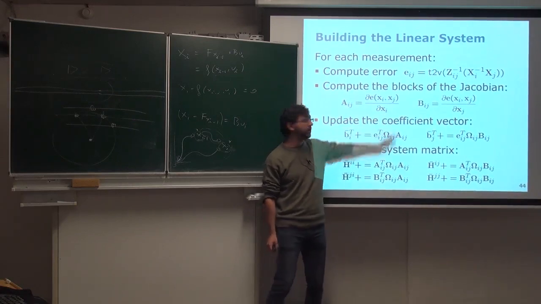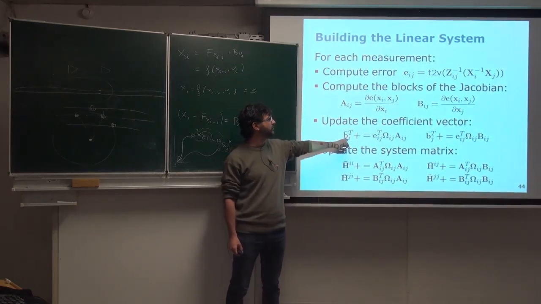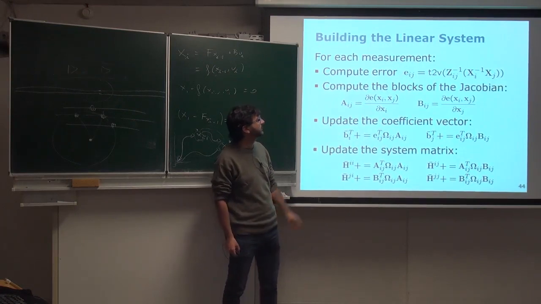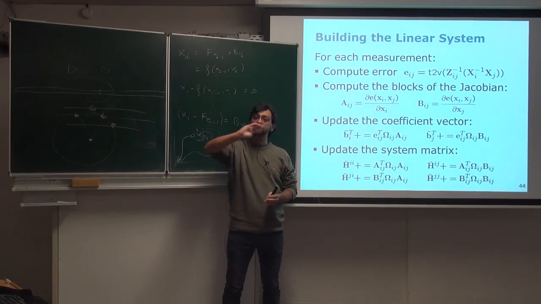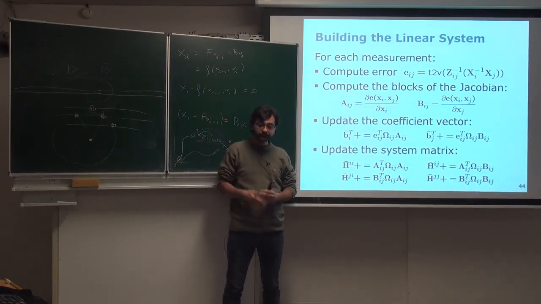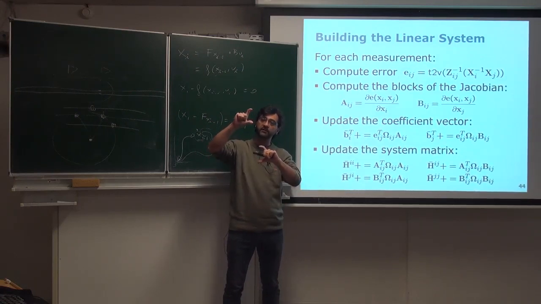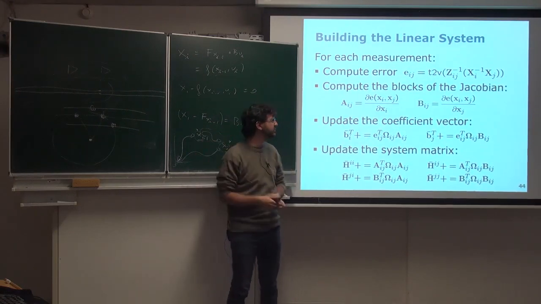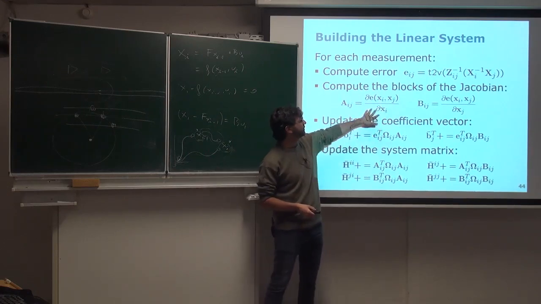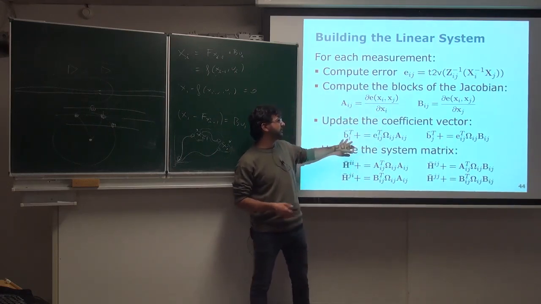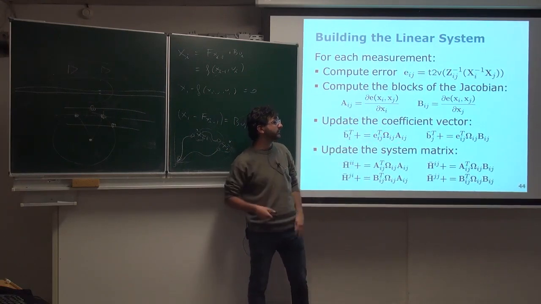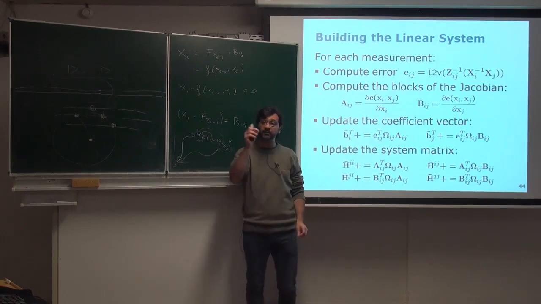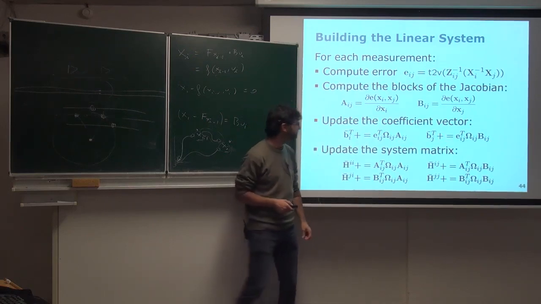Once we have these Jacobian blocks, we can update the coefficient vector. So the idea here is that we iteratively go through all the measurements that we have in our graph, and we just update the individual components, so the B's and the H for each measurement. We take the measurement, we compute the gradients, we update the B's by getting the E times the information matrix times the A, and the same thing for the Bj, so we update the different elements there.